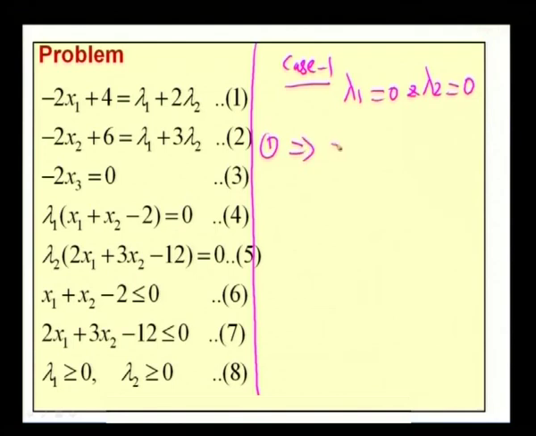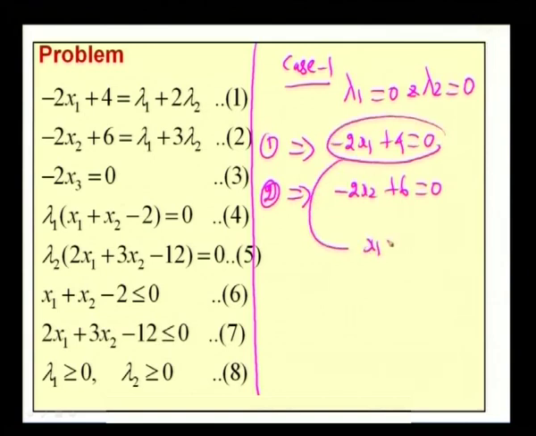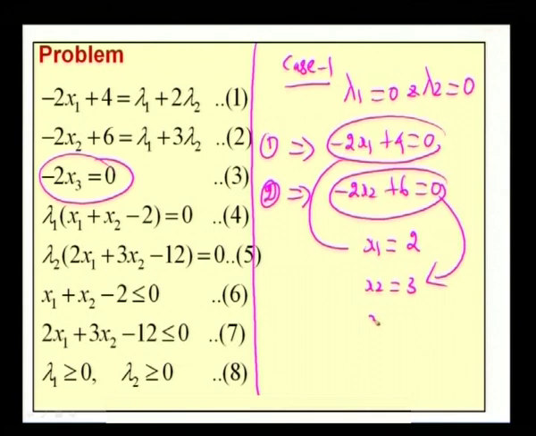minus 2x1 plus 4 equal to 0, and with these lambda 1 and lambda 2, equation 2 gives us minus 2x2 plus 6 equal to 0. Now, from this equation, we get the value of x1 equal to 4 by 2, which is 2, and from this equation, we get our x2 value as 6 by 2, which is 3. Of course, the third equation, minus 2x3 equal to 0, gives us x3 equal to 0. So, for the case lambda 1 equal to 0 and lambda 2 equal to 0, our x1 value is 2, x2 value is 3 and x3 value is 0.